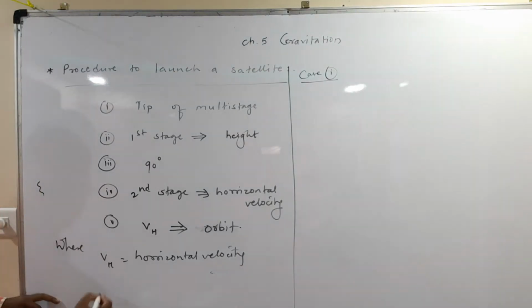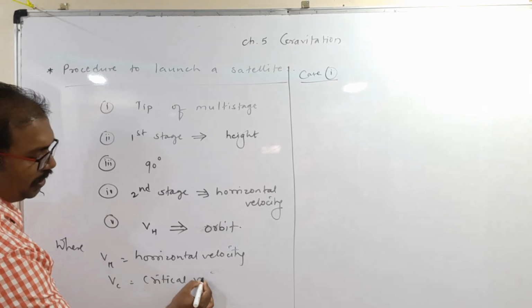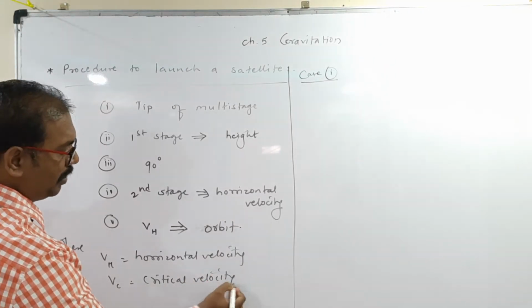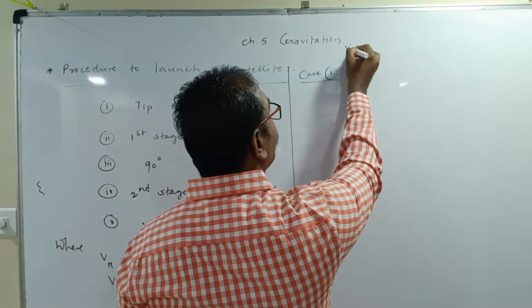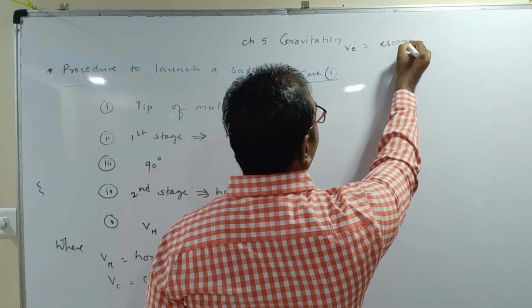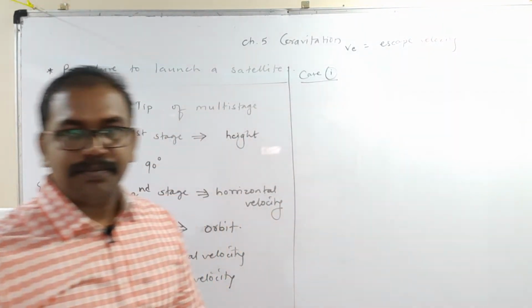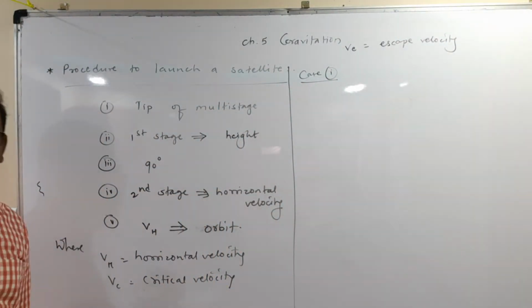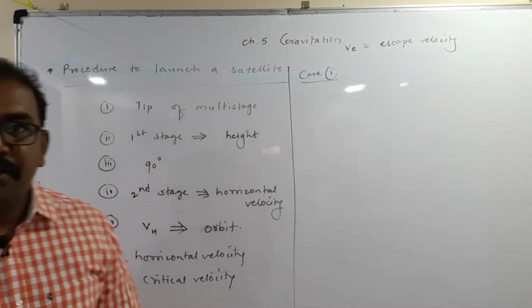Then I can consider here VC for critical velocity. Now what is critical velocity? Let me tell you after some time. Then VE, escape velocity. Now we consider horizontal velocity by VH, critical velocity by VC, and escape velocity by VE.